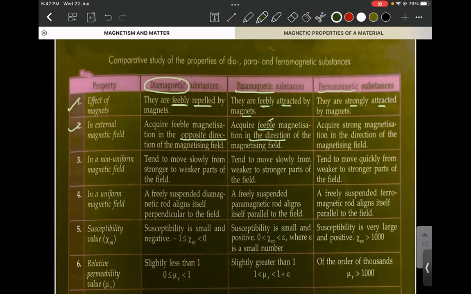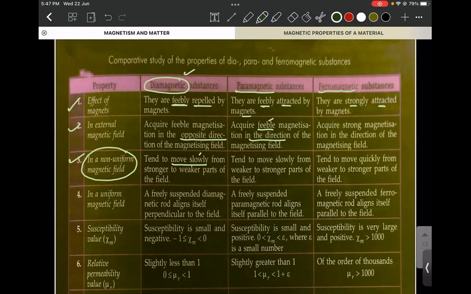Now, if you take the same diamagnetic substance and place it in a non-uniform magnetic field, it tends to move slowly from stronger to weaker magnetic parts. That's what happened to glass. If you remember, when the glass was initially kept between the north and the south pole, it started moving in the perpendicular direction, and it happened slowly. That is what they're saying. So diamagnetic substances will tend to move slowly from stronger to weaker magnetic parts of the field.